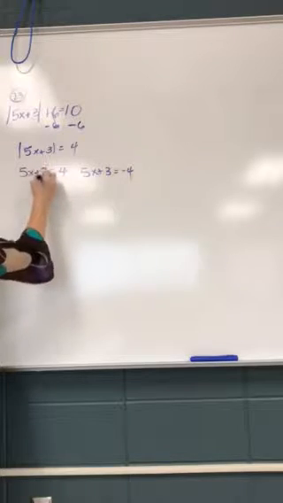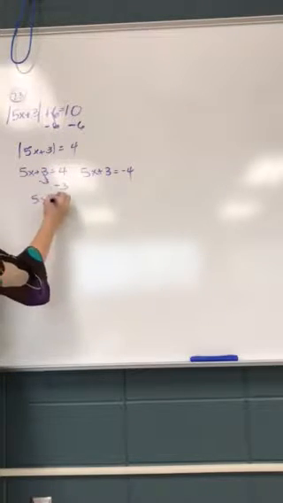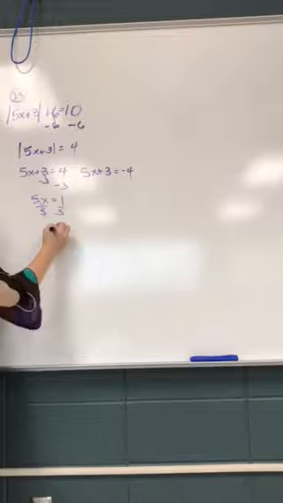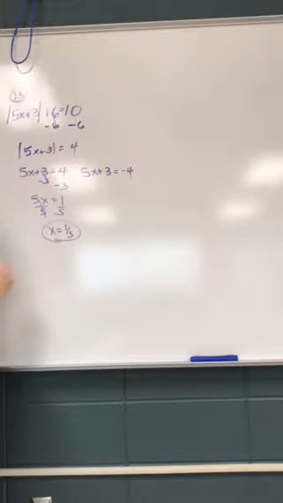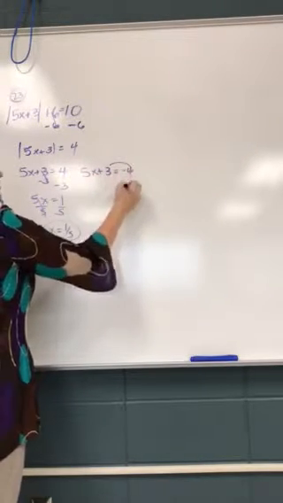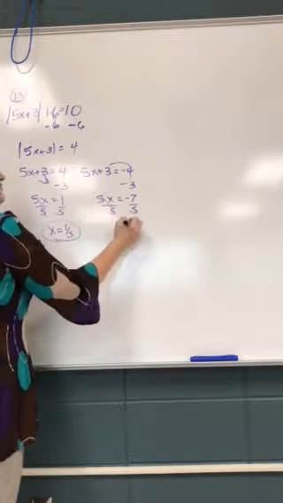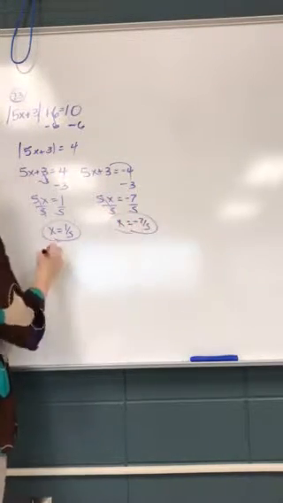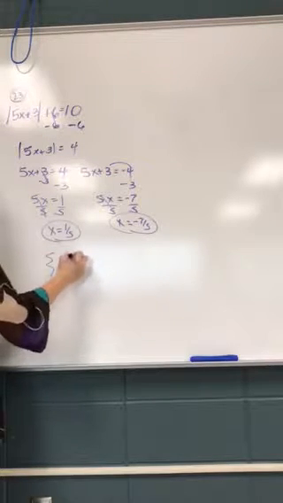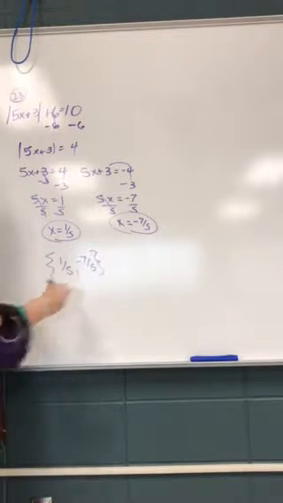Then solving each one of these equations, we get one solution that x could be 1/5, and then the other one, 5x equals negative 7. When we divide by 5, it's negative 7/5. So the solution set, two solutions, 1/5, negative 7/5.